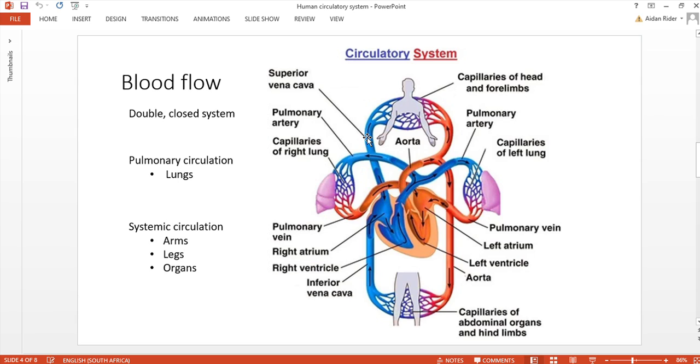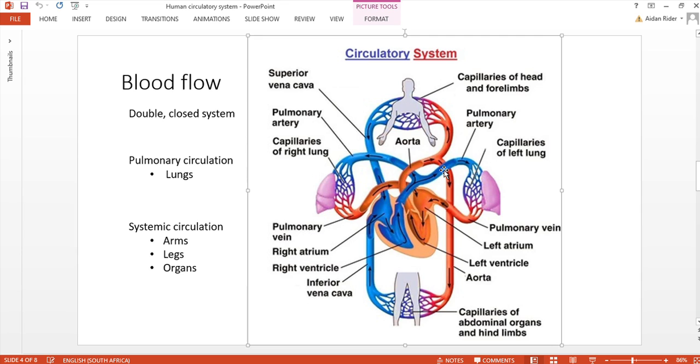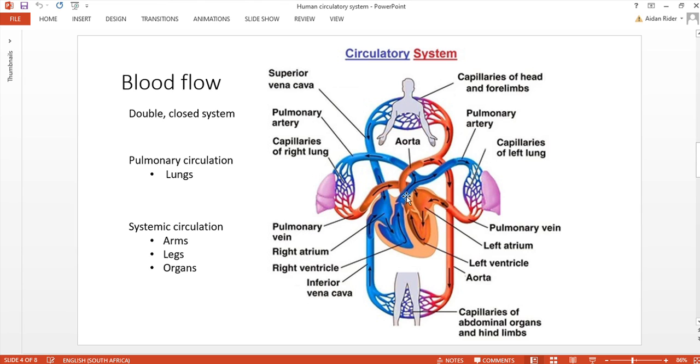So first of all, we actually differ from other animals. Usually all mammals have a double and closed system. What does this mean? It's double because the blood goes through the heart twice. First of all, it comes from, let's say, your brain, and it also comes from your legs. It goes into the heart, out of the heart. That's once. Then it goes to the lungs. Then again, it comes into the heart and out of the heart, back to the brain or to the legs. So basically it enters and leaves the heart once, twice.